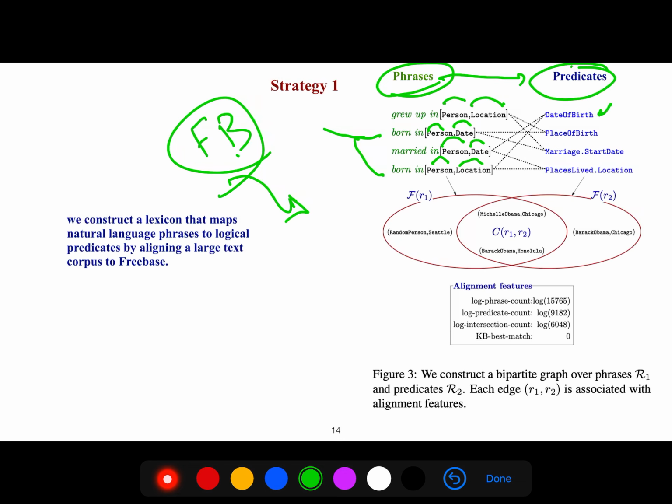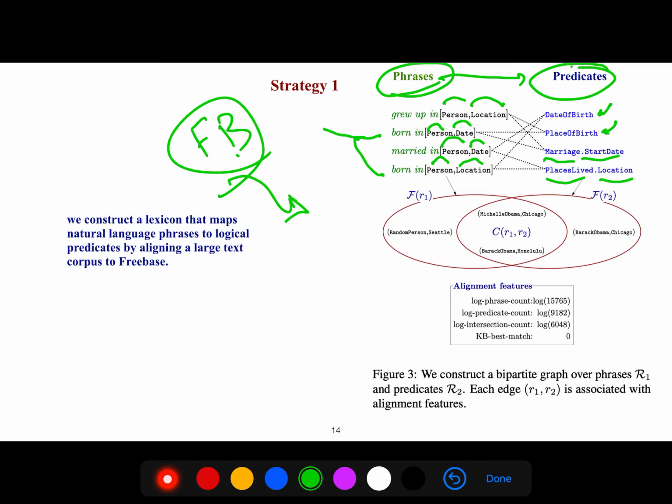The things that your database understands: place of birth, marriage, from the table marriage the column is start date. For example, we have a table place lived, with a column location. In your traditional SQL databases it's very easy, even in graph-based databases like Neo4j. And we translate it, but we don't know how to do that.